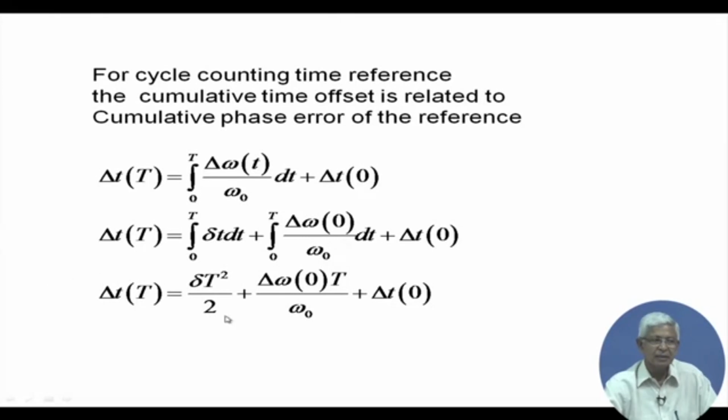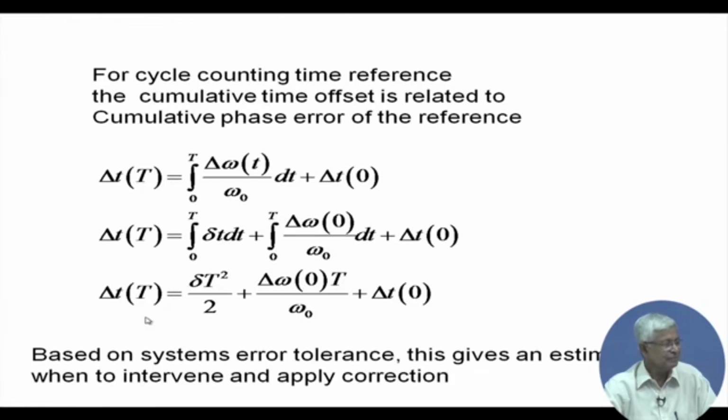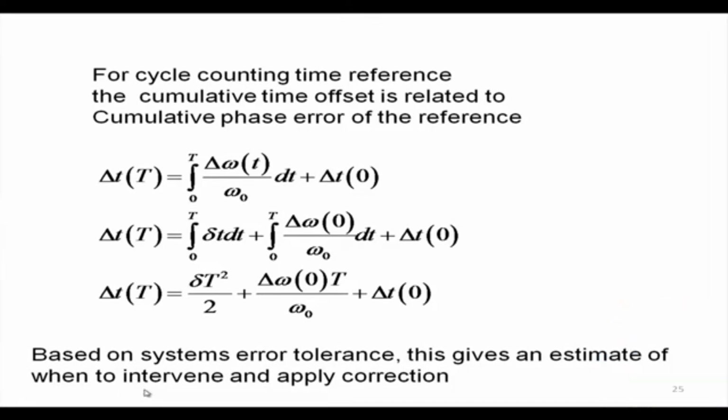So, a designer or an operator has to know how long this will go on accumulating. How much error it can tolerate, after that he will apply the correction. So, that is how long he will wait for applying the correction, that is what is the delta t. So, based on the system error tolerance, this gives an estimate of when to intervene and apply a correction. Correction should not be applied very frequently, that is the cost of that. Now, that is about open loop synchronization.